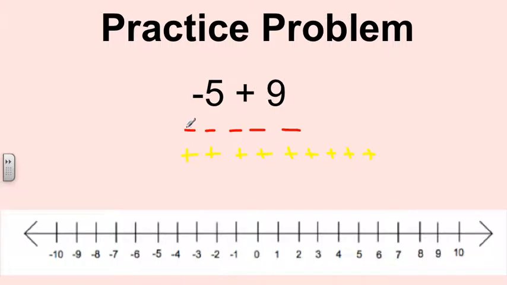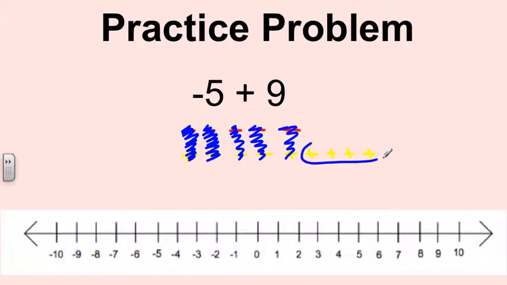I know I have my 0 pairs because a hot cube and a cold cube are my 0 pairs, or each one of these is an additive inverse. They're going to turn it into 0 so it doesn't affect each other. And at the end, I'm left with 4 hot cubes. 4 hot cubes, positive 4.